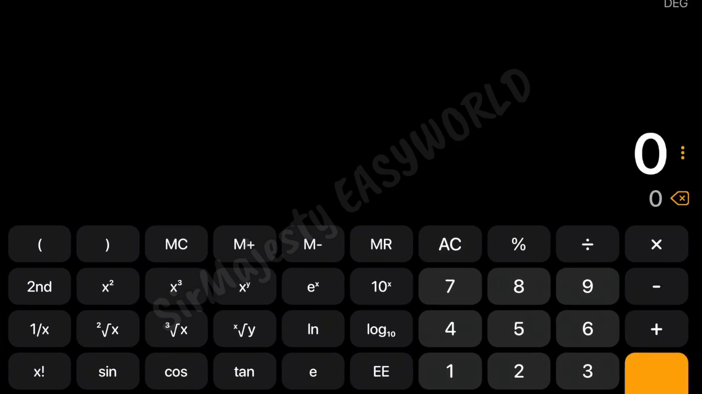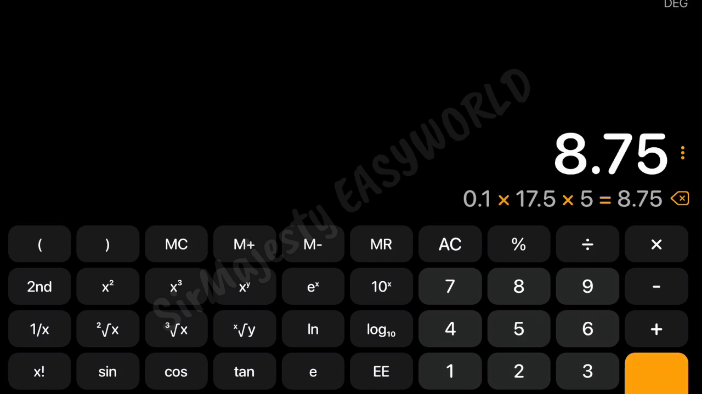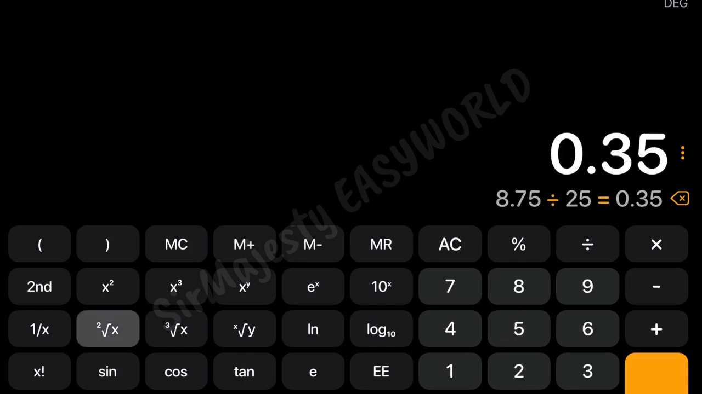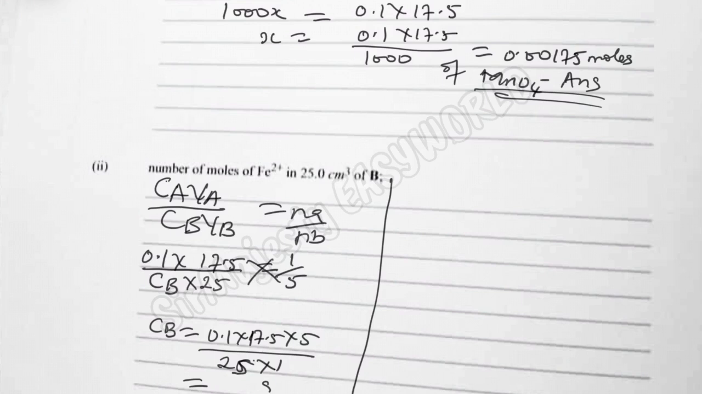0.1 times 17.5 times 5 should be equal to 8.75. 8.75 divided by 25 is 0.35. So we have 8.75 divided by 25, which will give us 0.35 mole per dm cube. So this is the molarity of B.